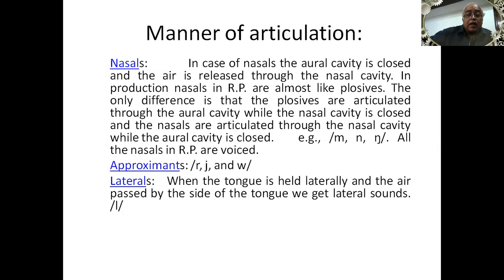And then we have the laterals. In case of laterals, the tongue is held laterally and the air is passed by the side of the tongue, and we get lateral sounds like l in this case.